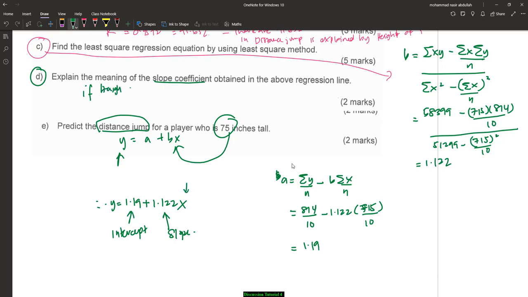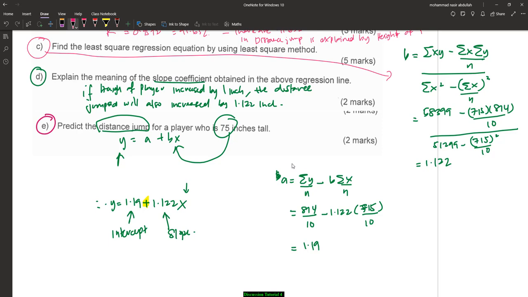Height of player increase by 1 inch. So the distance jump will also increase. Kenapa increase? Sebab this is the positive value. Kalau negative will decrease lah. Increase by 1.122 inch. Very simple. The next one is the last question.